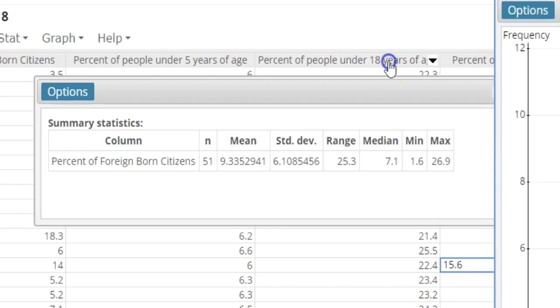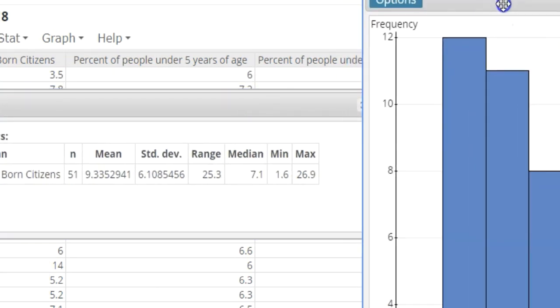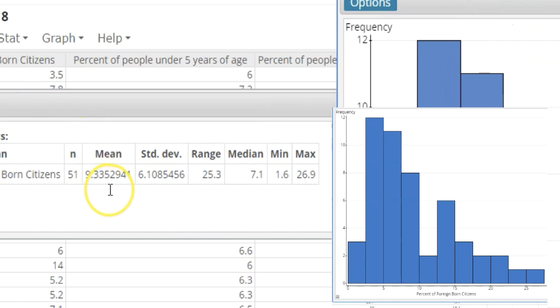Histogram, a percent. So here's the histogram, and here's the stat summary. The mean was 9.33. The standard deviation was 6.1. Our standard deviation that we estimated was 6.875. So we had a little bigger estimate, but close enough. And the range was 25.3, and we had 27 something, close. And the median, and the min, and the max. You get to see all those facts, but as long as you have the data.